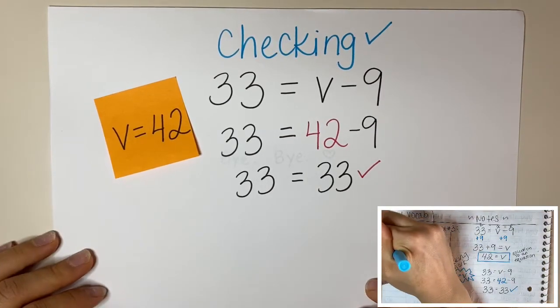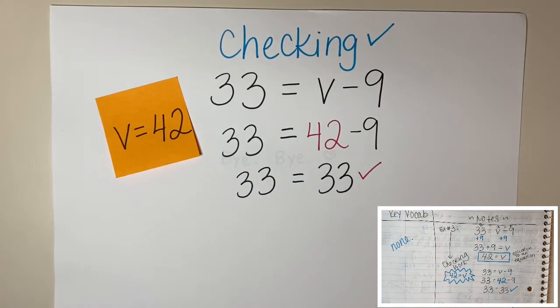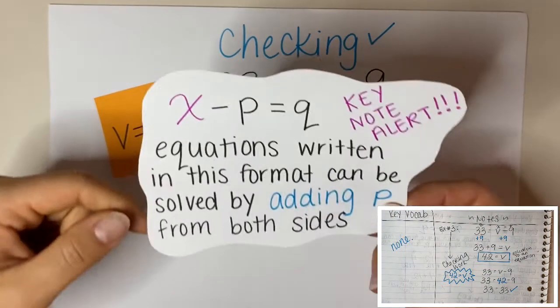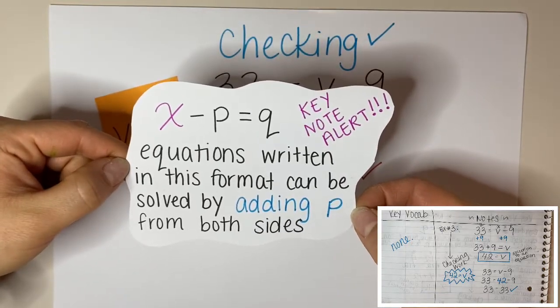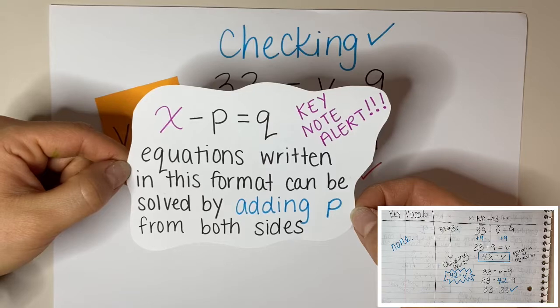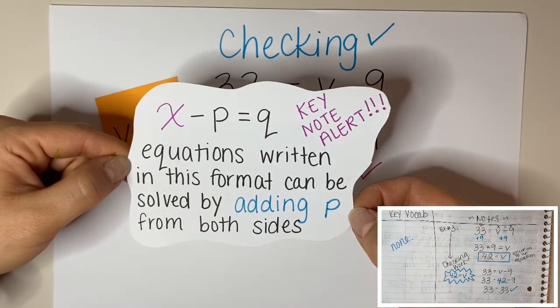So this was a lesson on solving a one-step equation with subtraction, and here was our keynote. Remember, x minus p is equal to q. Equations written in this format can be solved by adding p on both sides.